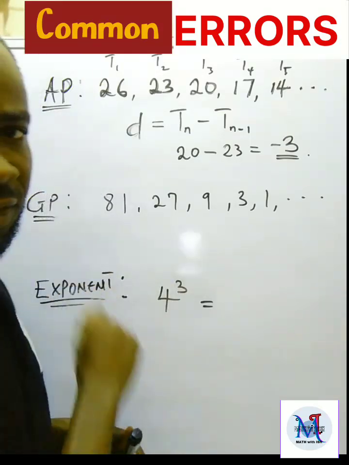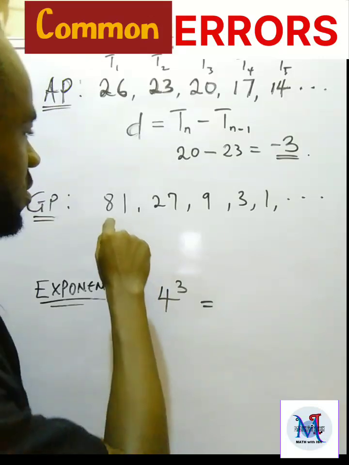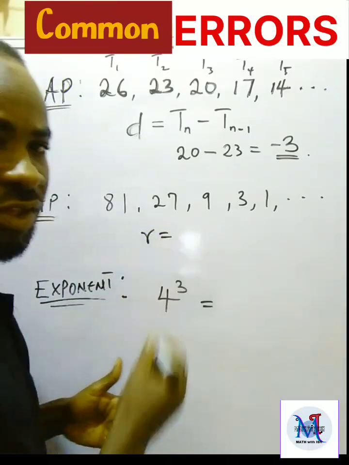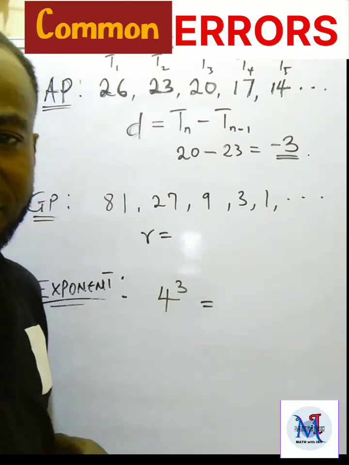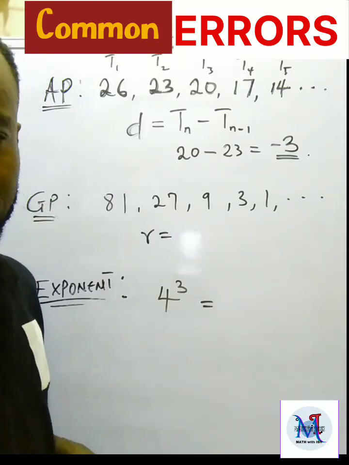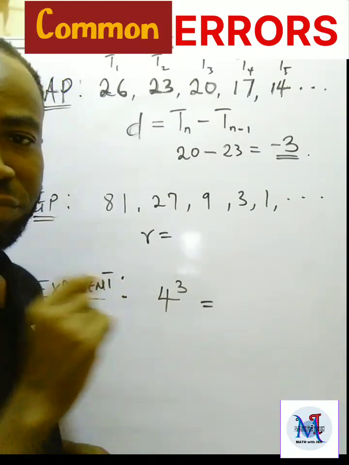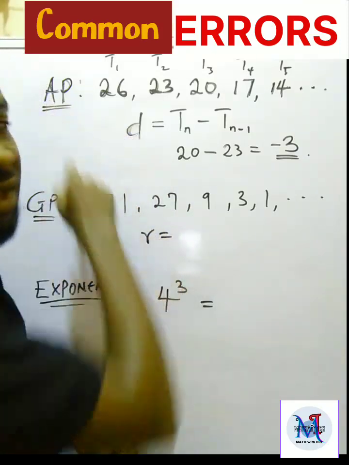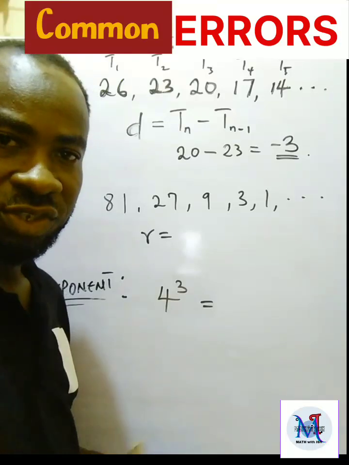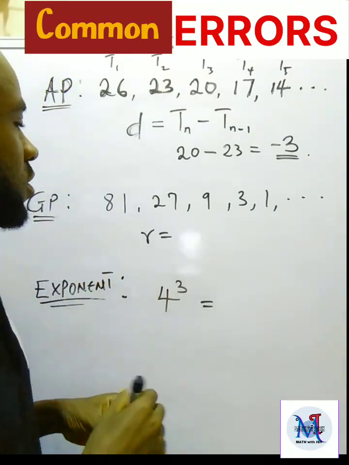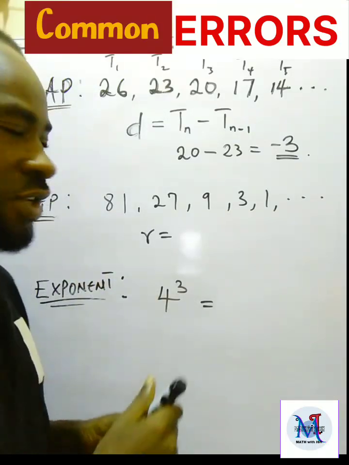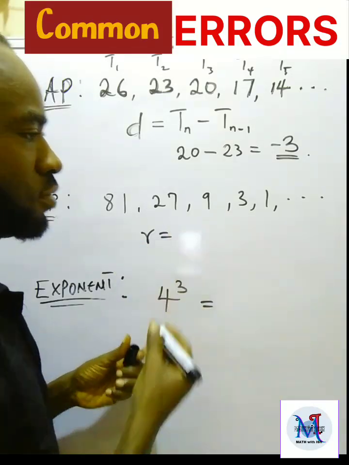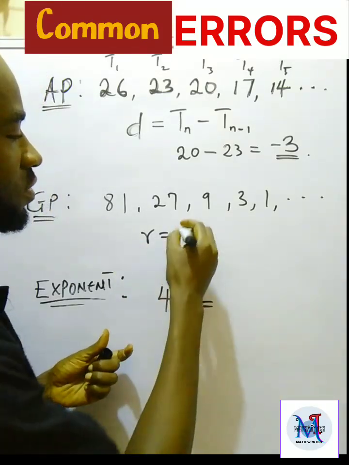Now let's go to this other one. This other one also, this is a GP. So a GP doesn't have a common difference. What a GP has is common ratio. GP stands for geometric progression, in case you're hearing for the first time, while AP stands for arithmetic progression. Now for a GP, another common error is for students to call this common ratio as 3. No. Now this is how to get the common ratio.